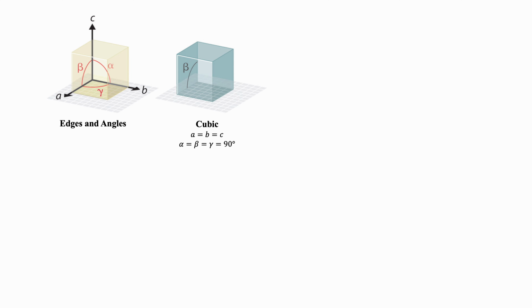So first is cubic. This is the most symmetric system. In cubic crystals, all sides are equal and all angles are exactly 90 degrees. Think of a perfect cube where each edge and angle is identical. This high symmetry is characteristic of many naturally occurring minerals.